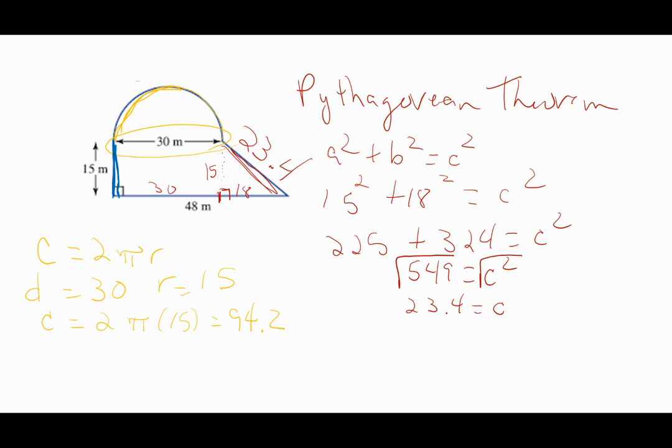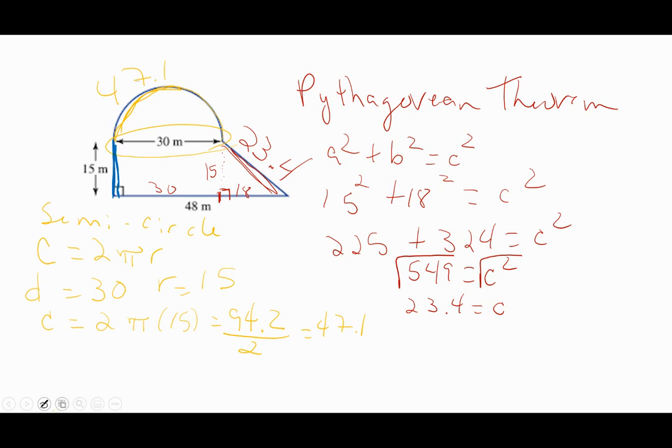94.2. So hopefully you're looking at this and you're waiting for me to say, yes, it is a semicircle. This is a semicircle. And we just found the circumference for the total circle. So we have to divide this by 2. And that gives us 47.1. So now this whole arc right here is 47.1.